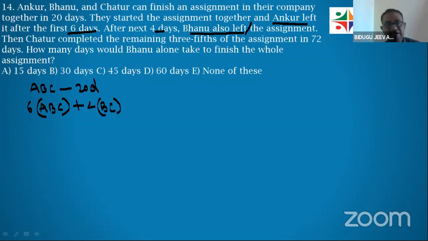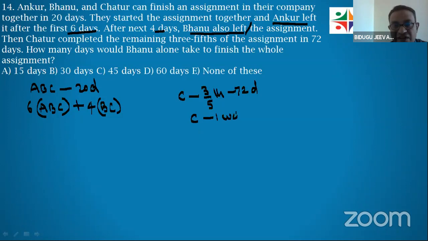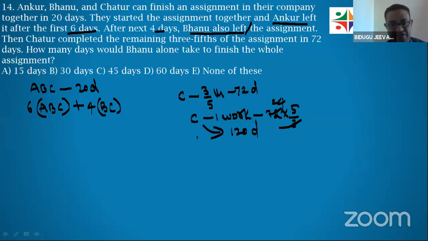Given the assignment, Chatur completed the remaining 3/5 of the work in 72 days. I'm not going to equate it to 1 here, because work still remains. So Chatur completing one whole work takes 72 into 5 by 3, which is 24 times 5, nothing but 120 days. Chatur's capacity, we got it.